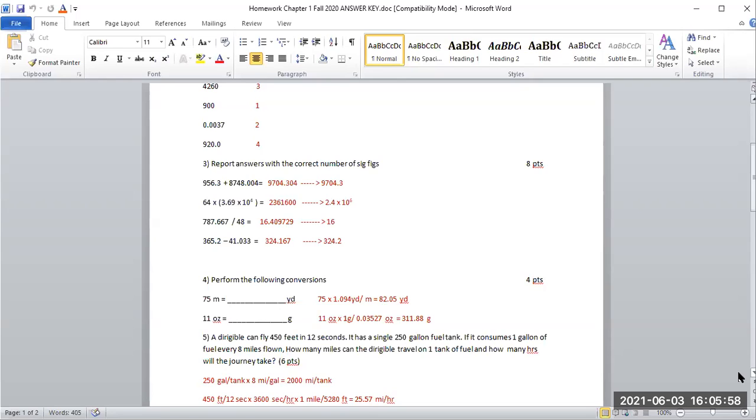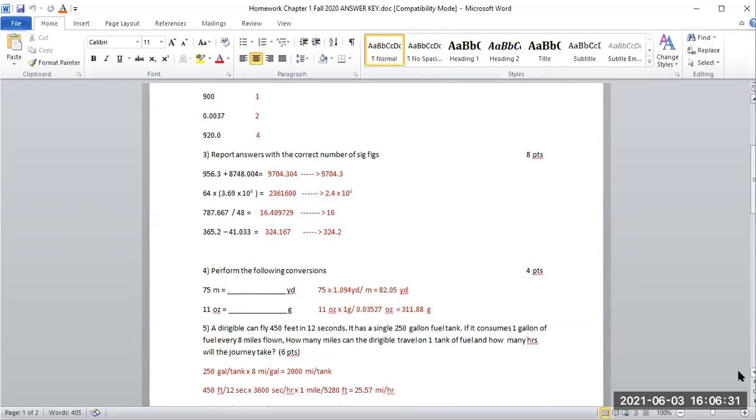When you add the first 2 numbers together, 956.3 and 8748.004, your calculator will tell you 9,704.304, but according to the rules of sig figs, you are only allowed to report your answer with the least number of sig figs that were in the calculation in terms of decimal places. Therefore, you can only report your answer as 9704.3. You cannot include the other 2 digits.